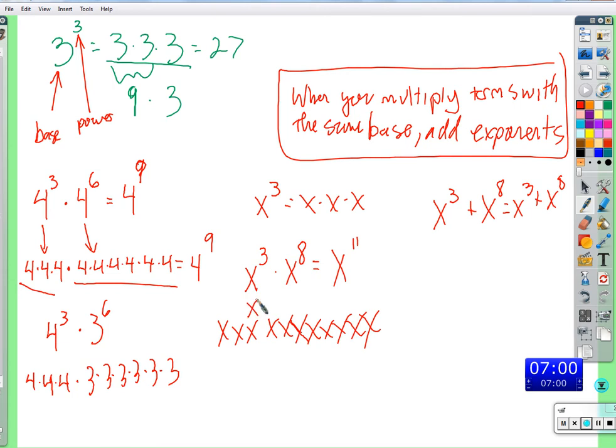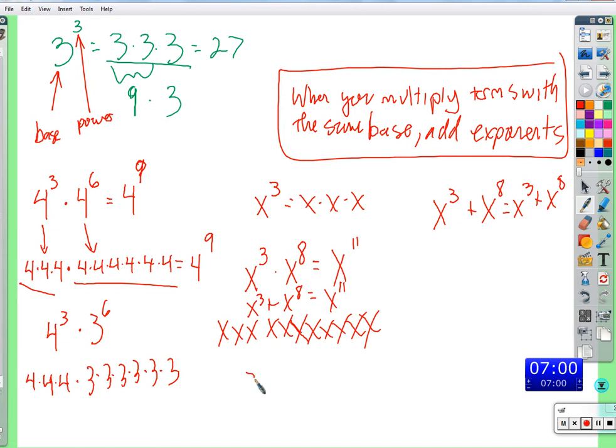If x to the 3rd plus x to the 8th were x to the 11th, look at what you're saying. You're saying that taking this number times that number gives the exact same answer as taking that number plus that number. There are only two possible real examples of that happening: 2 plus 2 is 4, and 2 times 2 is 4, and 0 plus 0 is 0, and 0 times 0 is 0. But no other numbers would ever work.